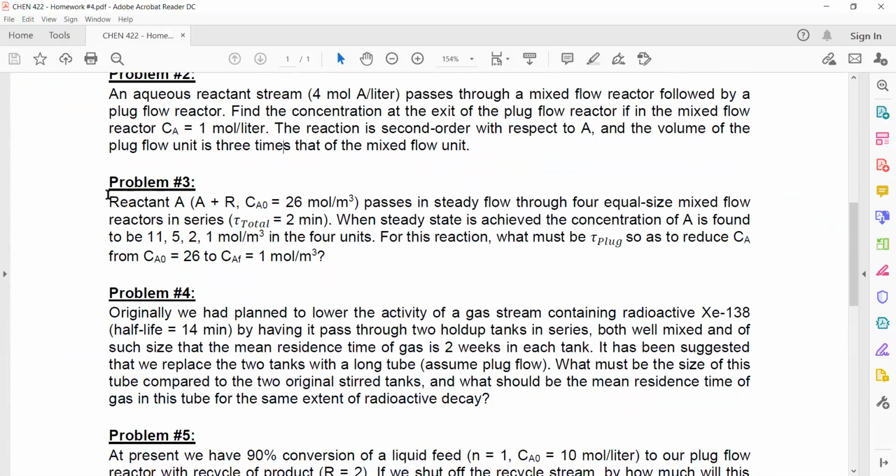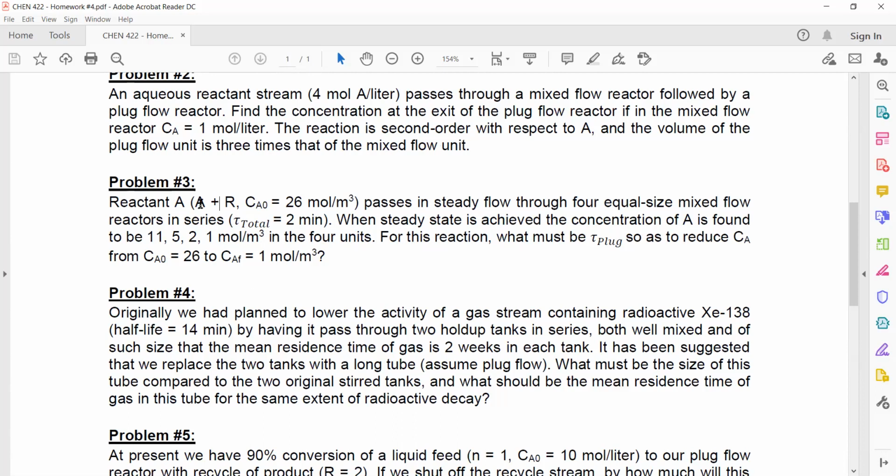Let's have a look here. Reactant A goes to R. Ca0 equals 26 mole per meter cubed, passes in steady flow through 4 equal sized mixed flow reactors in series, and tau total is equal to 2 minutes. When steady state is achieved, the concentration of A is found to be 11, 5, 2, and 1 mole per meter cubed in the 4 units. For this reaction, what must be tau plug so as to reduce Ca from Ca0 of 26 to Ca final of 1 mole per meter cubed?